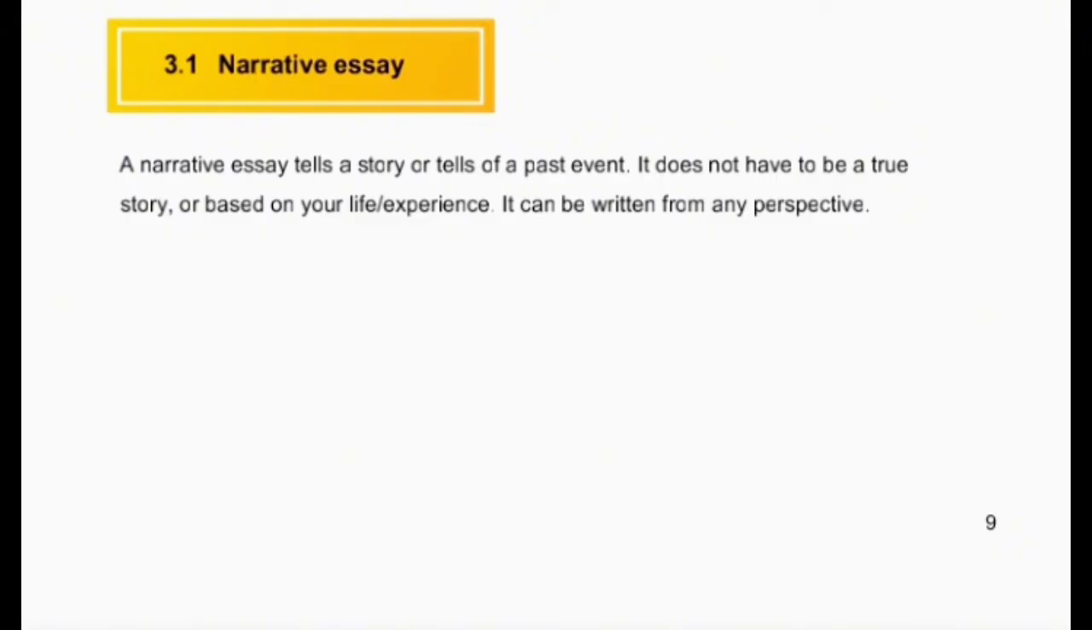It does not have to be a true story or based on your life or experience. It can be written from any perspective. So on the narrative essay, it does not mean that you are writing of something that really happened. You can just generate a story, but it must be understandable. I believe that we all know about the narrative essay. It tells us of a story or a past event. That's a narrative essay.